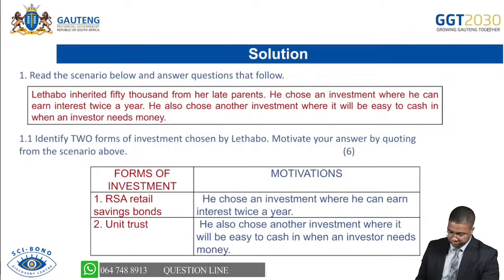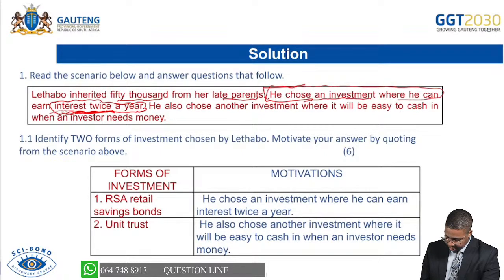With the use of the scenario, I will read the scenario again. Letabo inherited 50,000 from her late parents, and he chose an investment where he can earn interest twice a year. So that's the first part. That's where you identify which investment that is. There's only one form of investment that allows an investor to receive interest twice a year. But it doesn't mean when you quote, you're only going to quote this part. It means you have to quote the entire sentence from here to here. So this will be RSA Retail Savings Bond.